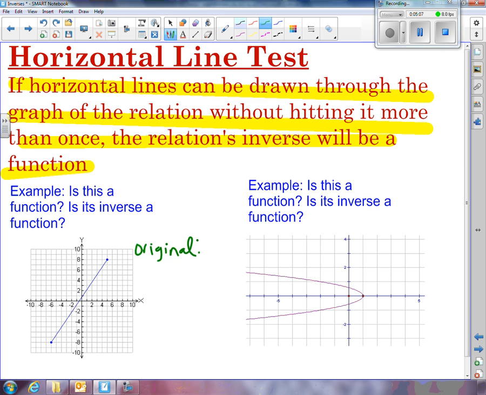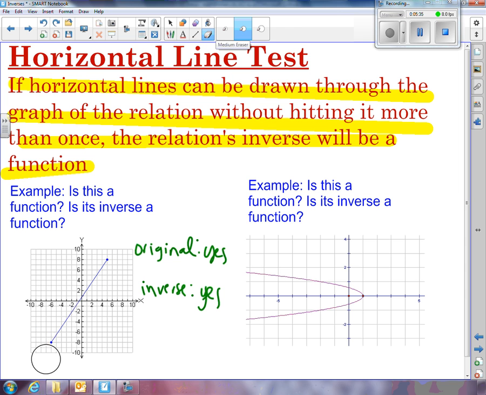So if I draw vertical lines through this graph, that lets me know whether or not the original is a function. Here, those vertical lines only hit it once, so the answer is yes. Now let's determine whether or not its inverse will be a function. In order to do that, we draw horizontal lines. And the horizontal lines only hit it once. So its inverse will also be a function.